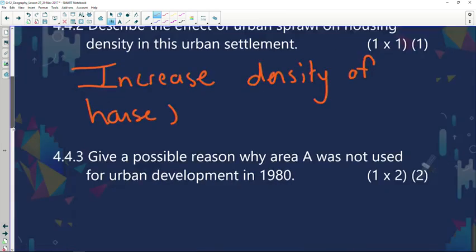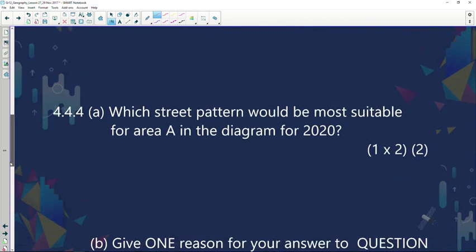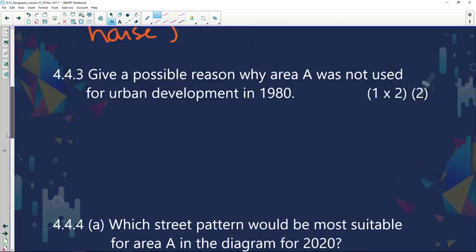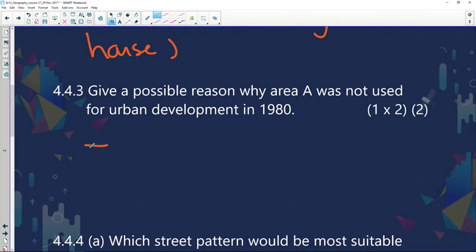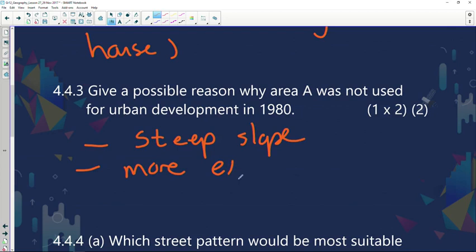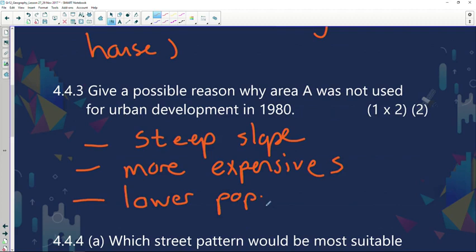And it might be because there was a lower population back then. Okay, as you can see, the contour lines represent there was a steep slope, and it was more expensive to develop on steep slopes. And we can also say because of a lower population in 1980.